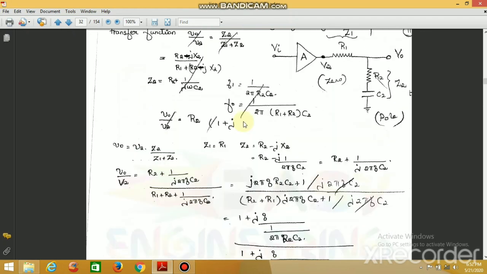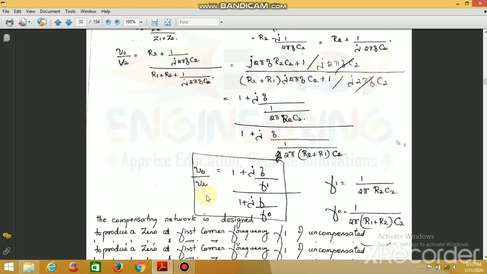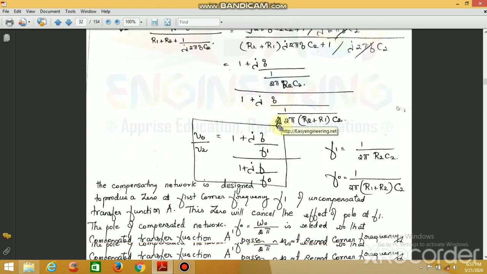As I said, you don't need to derive every step, because you will not have enough time to write the other questions. So you have to write what is meant by pole zero compensation and where it is applied. You have to write what is meant by pole and what is meant by zero, and what the uncompensated function is. Then you can directly come to this equation and write the answer: 1 plus jf by 1 by 2 pi R2 C2, over 1 plus jf divided by 1 by 2 pi (R2 plus R1) into C2.